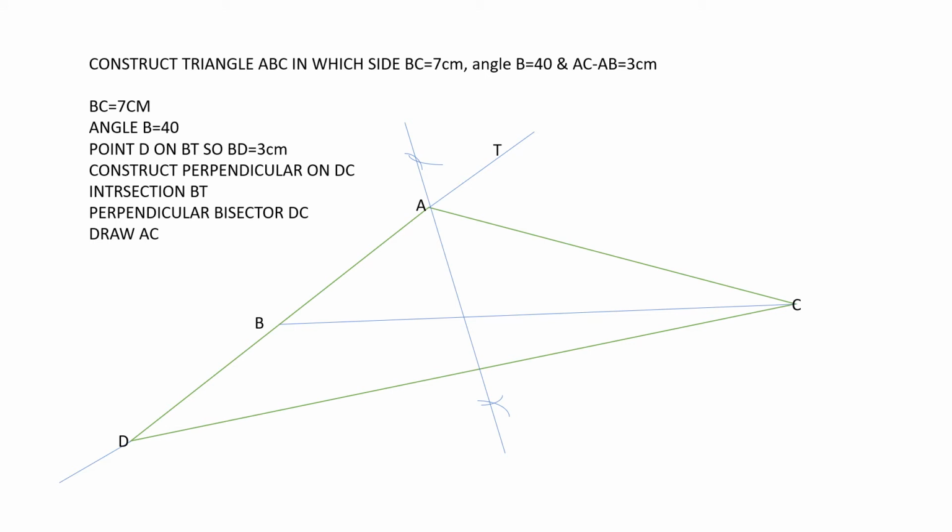Okay, here: construct a triangle ABC in which side BC is 7 centimeter, angle B is equal to 40 degrees, and AC minus AB is 3 centimeter. What happens here? There are two ways to draw when the difference of two sides is given in a question. The first one we have seen just now. What you have to do first, anyway, is draw a base, right?